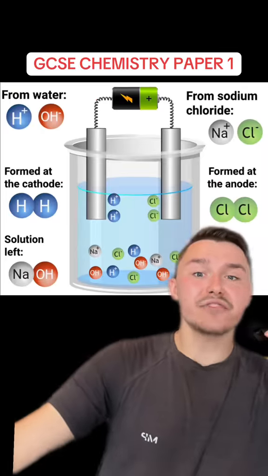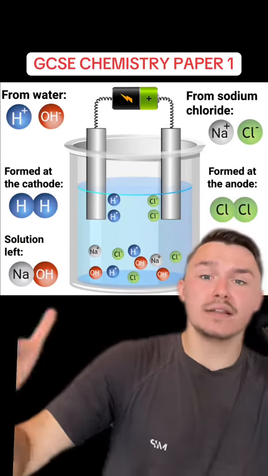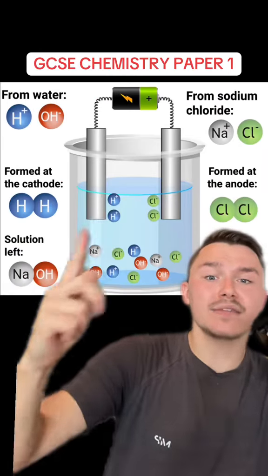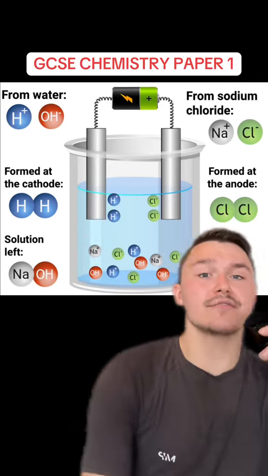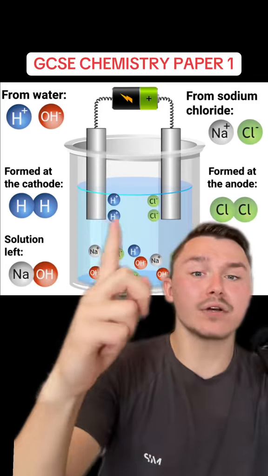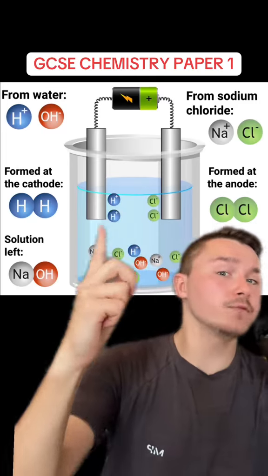And it's the least reactive cation that's going to win, the one that's going to react at the cathode. And in this case, it's hydrogen. Hydrogen was lowest in that reactivity series, so that's the one that goes to the cathode. That's the one that forms hydrogen gas.